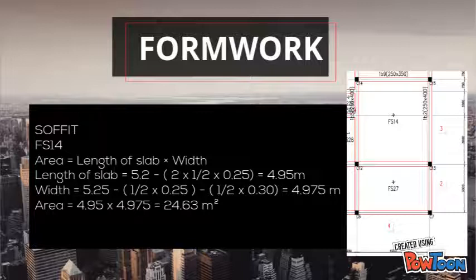While for the width, we take 5.2 as span and minus the half of 0.25 and minus again with half of 0.30 as the width of beam. This is because we have different widths of beam, so the width that we have is 4.975 meter. From the multiply, we get the area of the slab is 24.63 meters square.